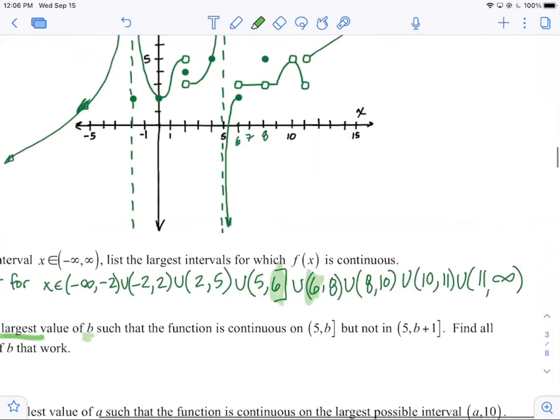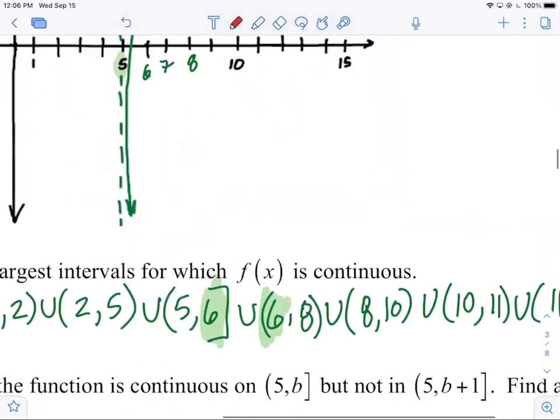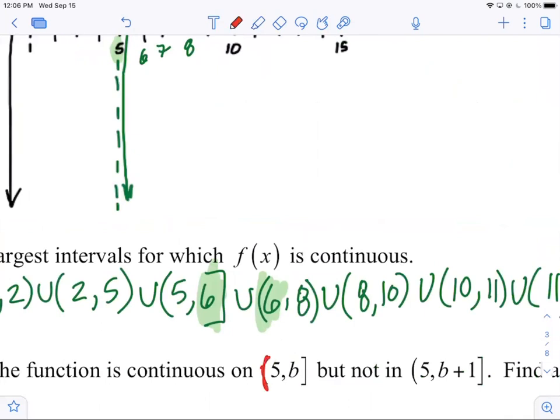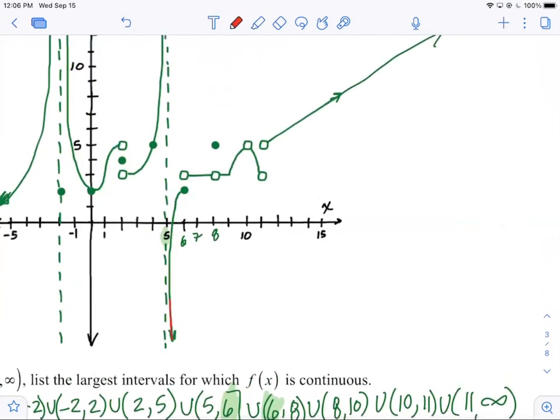So for something like this, we're starting at 5. So here's 5. I'm cruising just to the left of 5, and thank goodness there's a parenthesis around 5 because there's a vertical asymptote. So as a left endpoint, I wouldn't be able to include it.